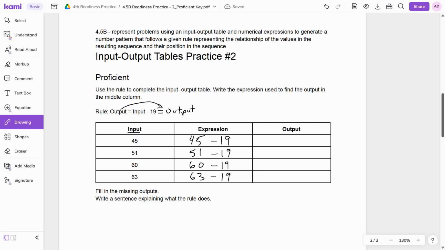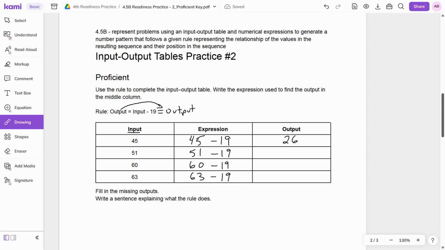And our output is going to be whatever 45 minus 19 is. Now, if you need to, you can do it vertically. I'm just going to put our answers here. So this is 26. And now here's what we can do.